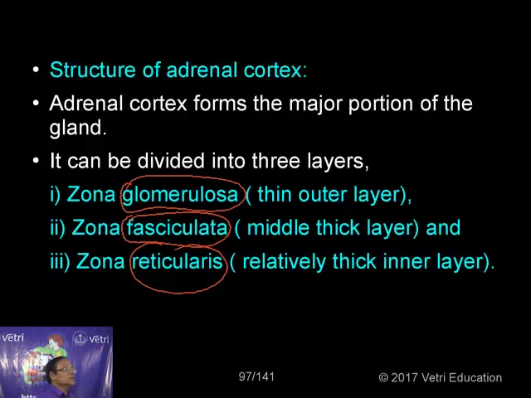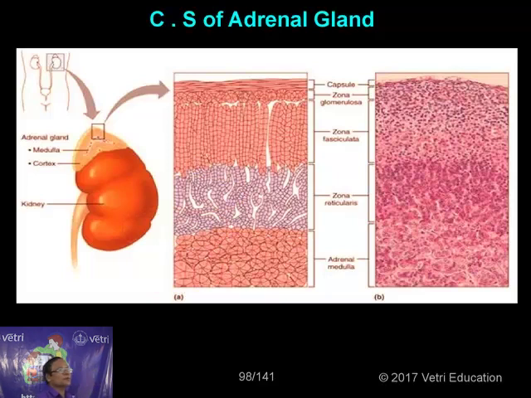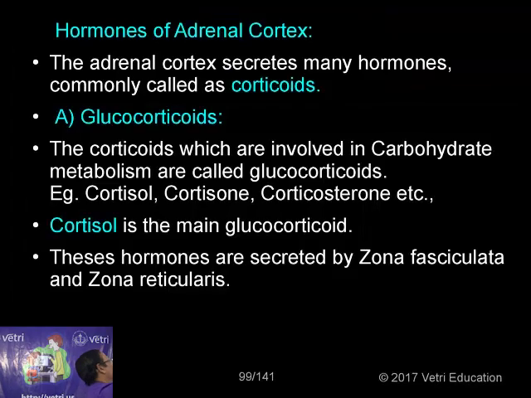So anyway, these are the three different zones concerned with the secretion of different types of hormones. This is the arrangement you can see. This is zona glomerulosa, where the cells are arranged in the form of a mass. Here the cells are arranged in the form of bundles, called fascicles. In the last one, the cells are arranged in the form of a network, hence called reticularis. Three zones, and an outer capsule, a thin membrane, is also present.